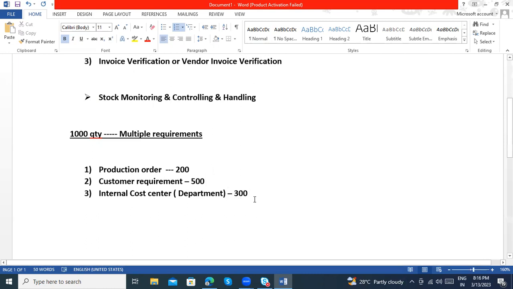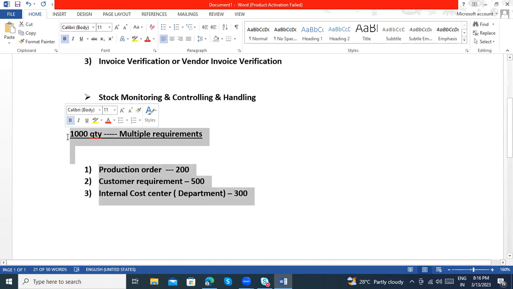So this we will call reservations, right? When we get the stock, immediately I can reserve the stock for my requirements. That's the monitoring and handling: once you get the stock, how you are handling it, how you are controlling it. This kind of requirement we will also do in inventory management.